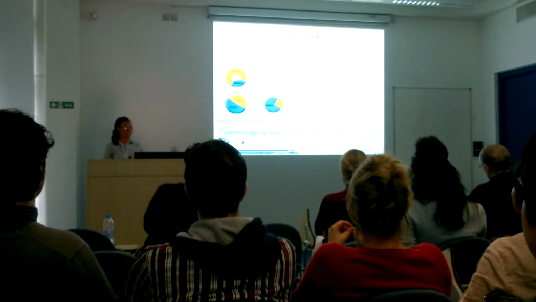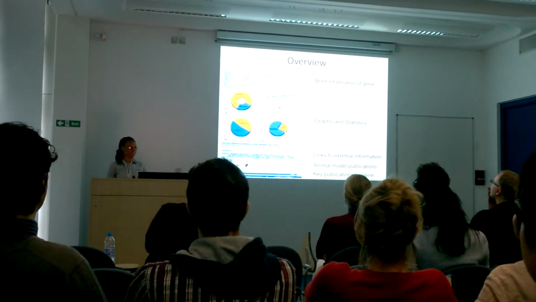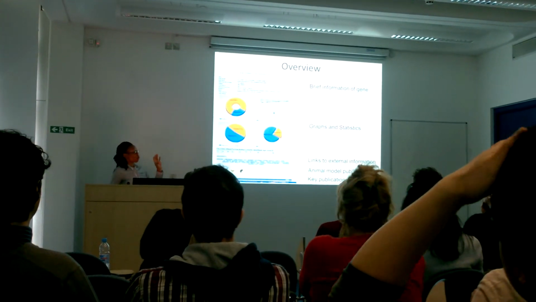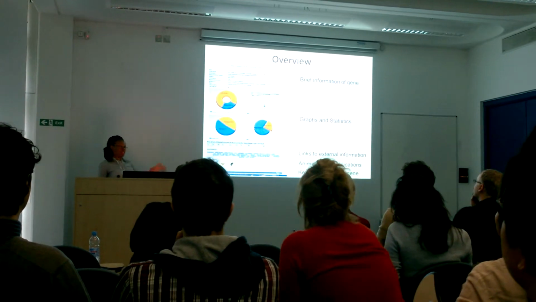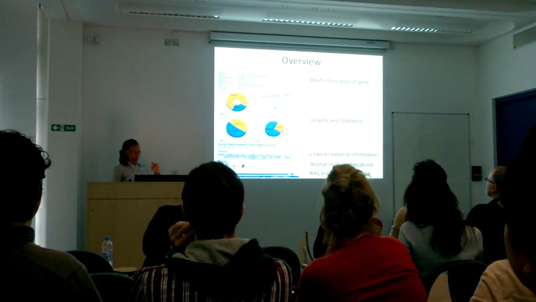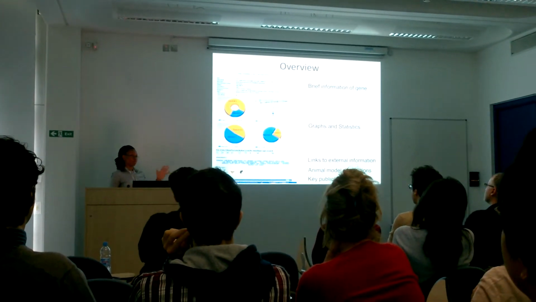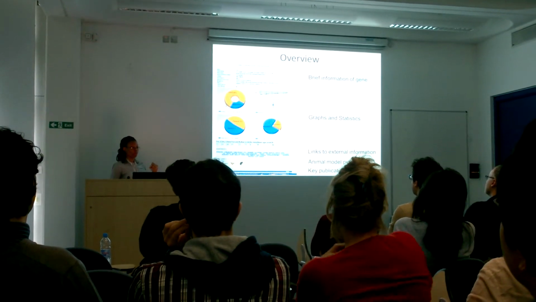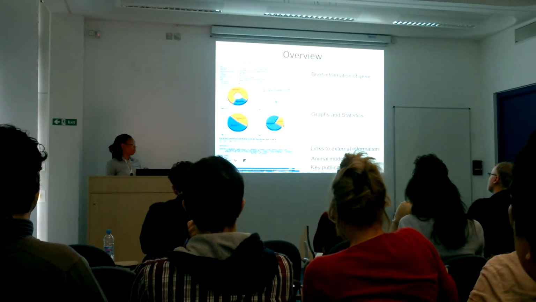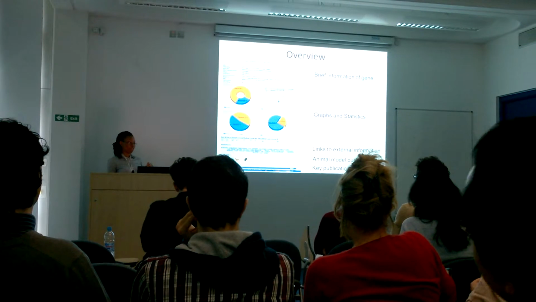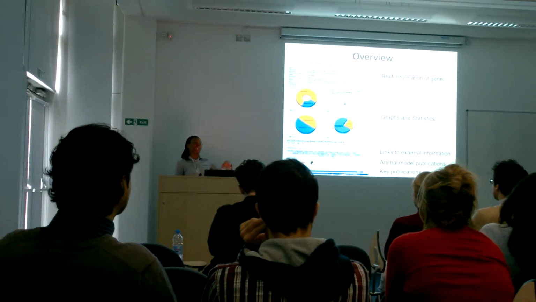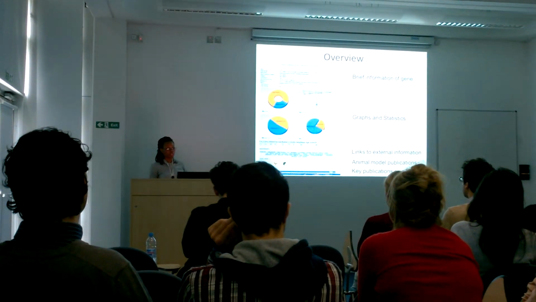An overview of the gene page: for every gene, for all the 113 genes we have, we've got this template. There's a brief information of that gene. We have the graphs and statistics, which show the bulbar and limb ratio, files for every gene, and it links to external information, like the bioinformatics section, where you can click on it and it takes you exactly to the web page talking about that particular gene.